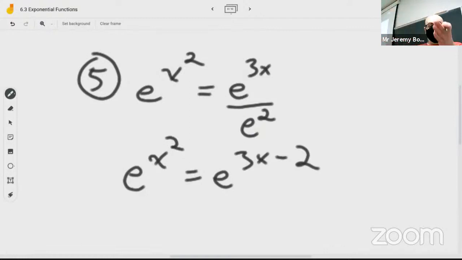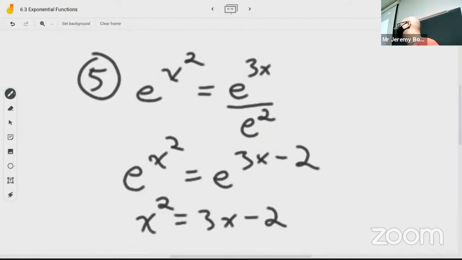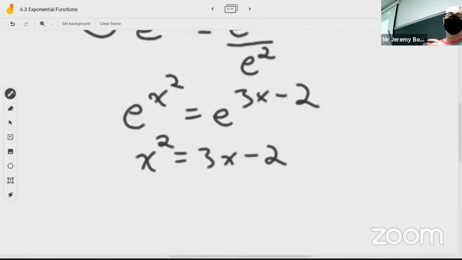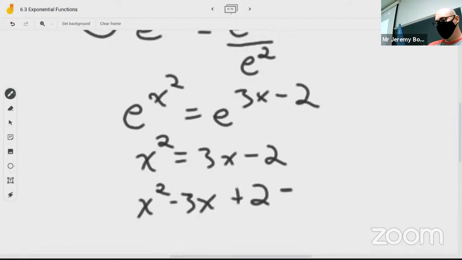And so at this point, I have base e on the left side raised to a power, base e on the right side raised to a power. That means those two powers are equal to each other. So x squared is going to equal 3x minus 2. And once again, we end up with a quadratic equation. Let's get one side equal to 0. I'm going to move the 3x and the 2. I like to keep that a term positive. But either way you want to do it, you should get the same answer. So I'm going to have x squared minus 3x plus 2 is equal to 0.